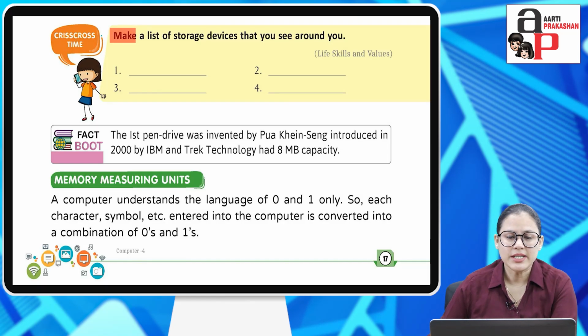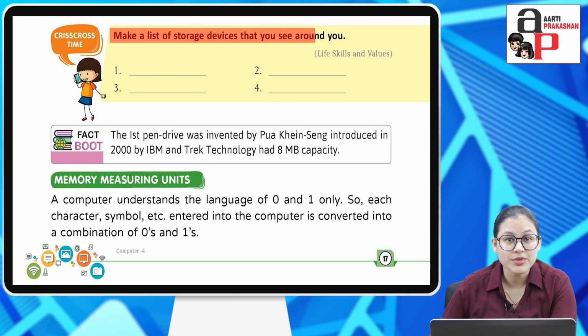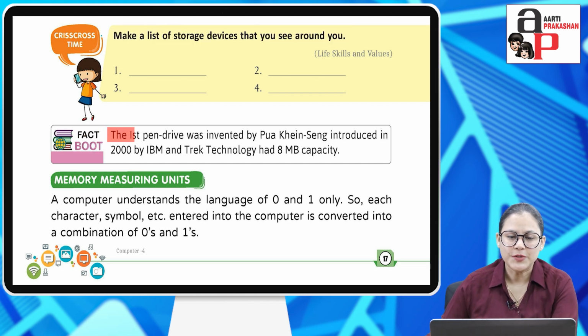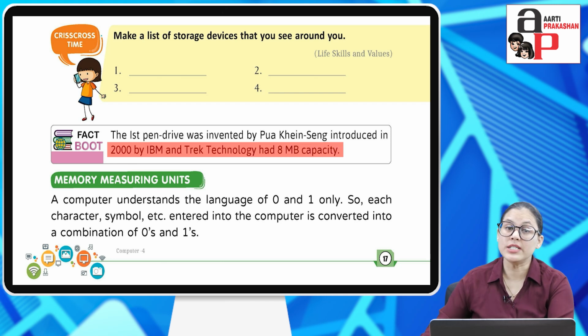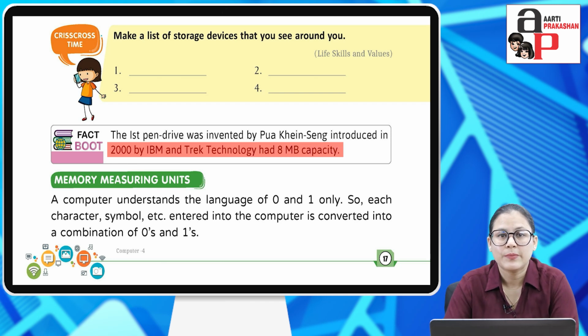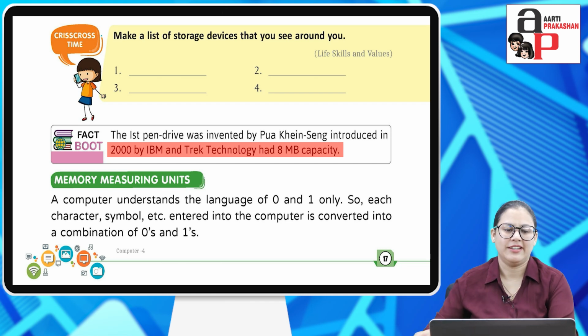Crisscross time. Make a list of storage devices that you see around you. So do it yourself. Fact book. The first pen drive was invented by Pua Kane Shing, introduced in 2000 by IBM and Trek Technology with 8 MB capacity. So the first pen drive was invented in 2000, and it was invented by Pua Kane Shing, right?